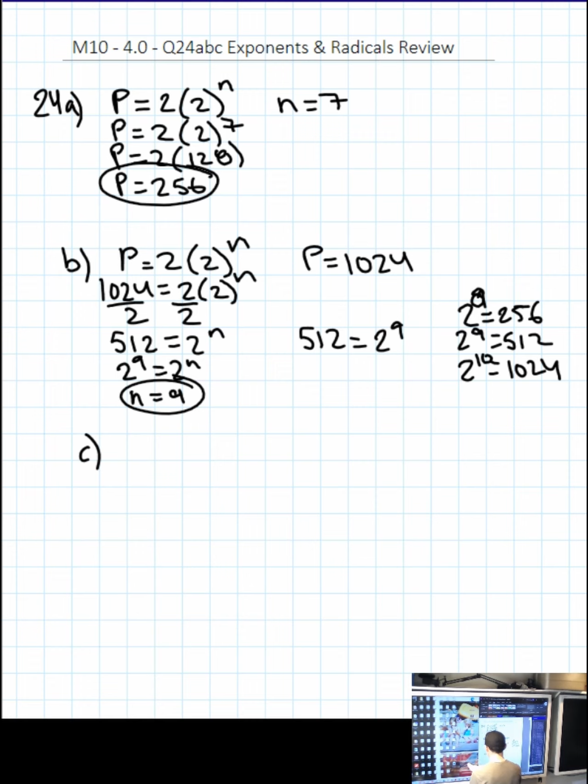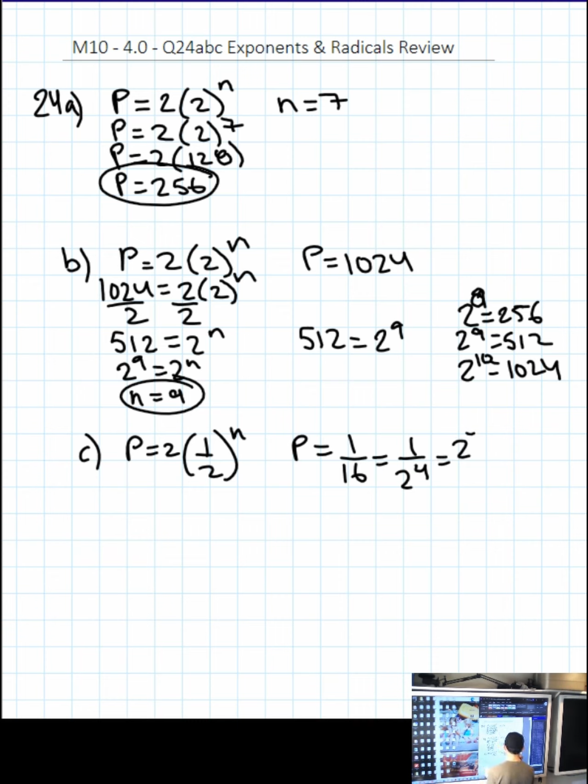This time we have P equals 2 times 1/2 to the n, where P equals 1 over 16. So I'm going to work on that 1 over 16 right now. 1 over 16 is 1 over 2 to the 4. I know that I need a base of 2 because there are 2s everywhere. And it's actually 2 to the negative 4. So I'm going to replace that on the left-hand side. So 2 to the negative 4 equals 2 times, open bracket, now 1/2 is simply 1 over 2 to the 1, which is equal to 2 to the negative 1. So I'm going to replace that: 2 to the negative 1, to the n.